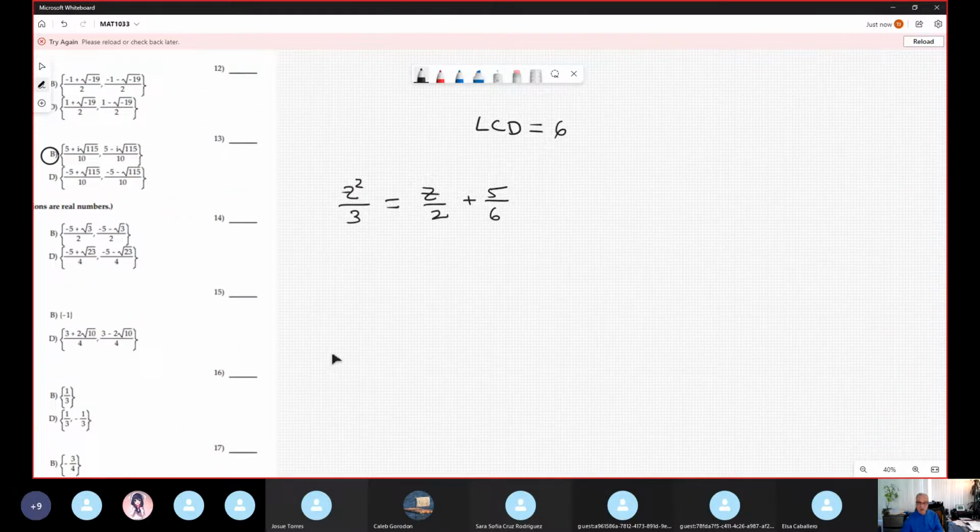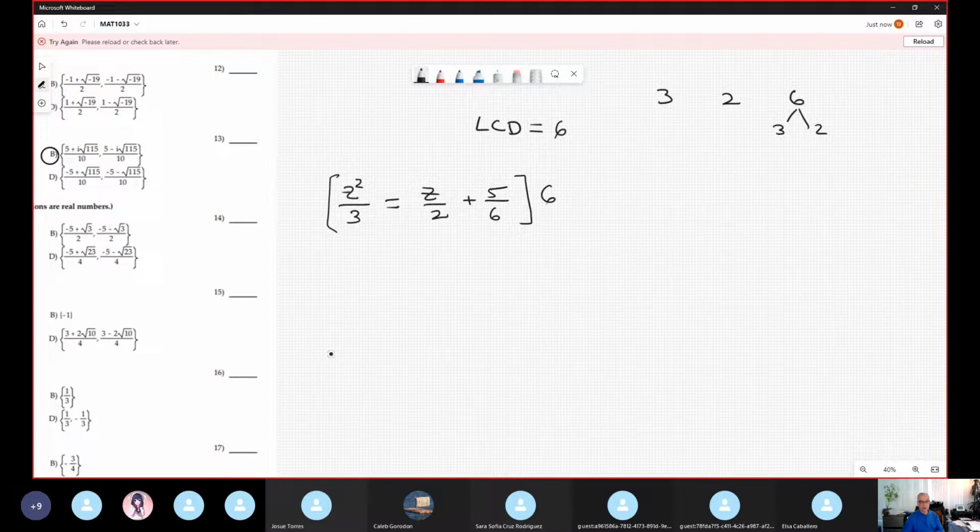It's 6 because, okay, I repeat the rule. The numbers in the denominator are 3, 2, and 6. And 3 is prime, 2 is prime, but 6 is not prime, it's composite, and you break it down into 3 and 2. How many 3s do you need to take? Only 1. How many 2s do you need to take? Only 1. And 3 times 2 is 6, okay? So the LCD is 6, and you multiply the entire equation by 6.